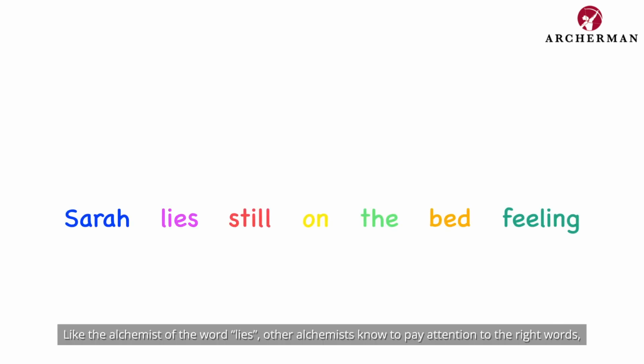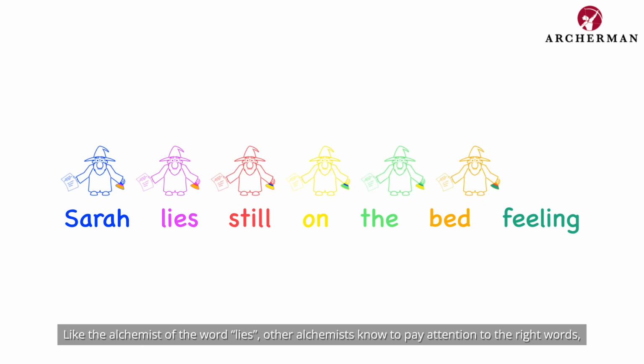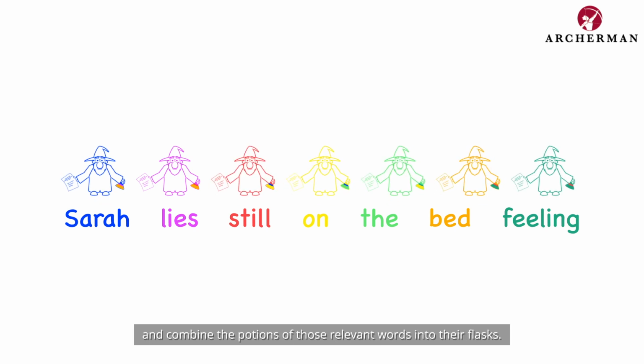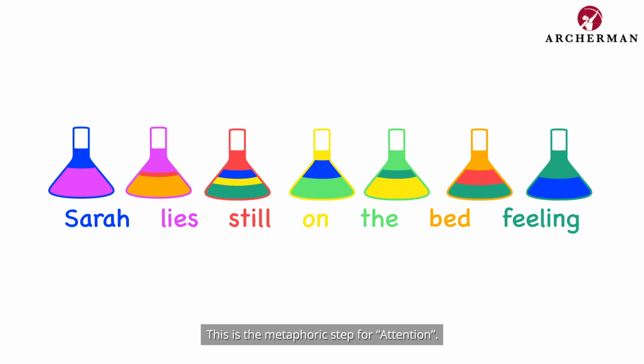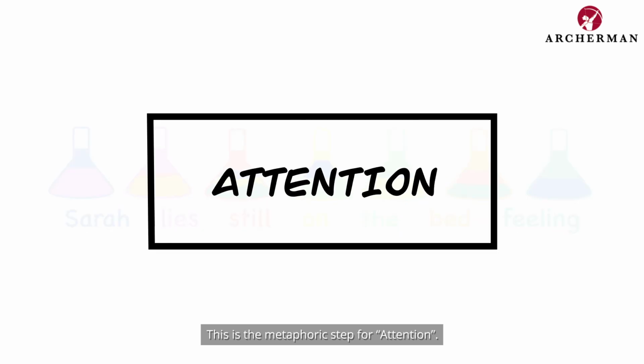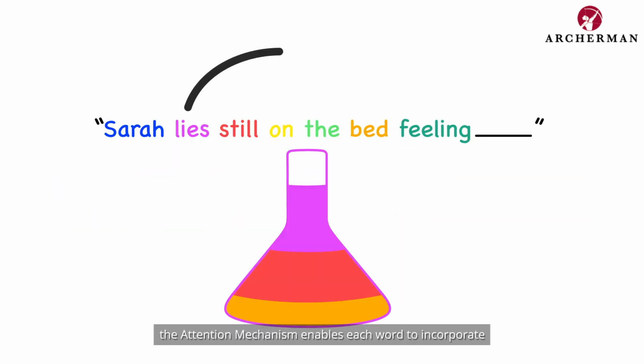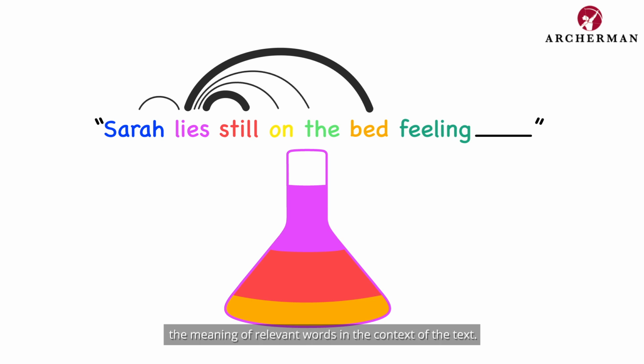Like the alchemist of the word lies, other alchemists know to pay attention to the right words and combine the potions of those relevant words into their flasks. This is the metaphoric step for attention. To sum up, the attention mechanism enables each word to incorporate the meaning of relevant words in the context of the text. Now you know what this formula intuitively does.